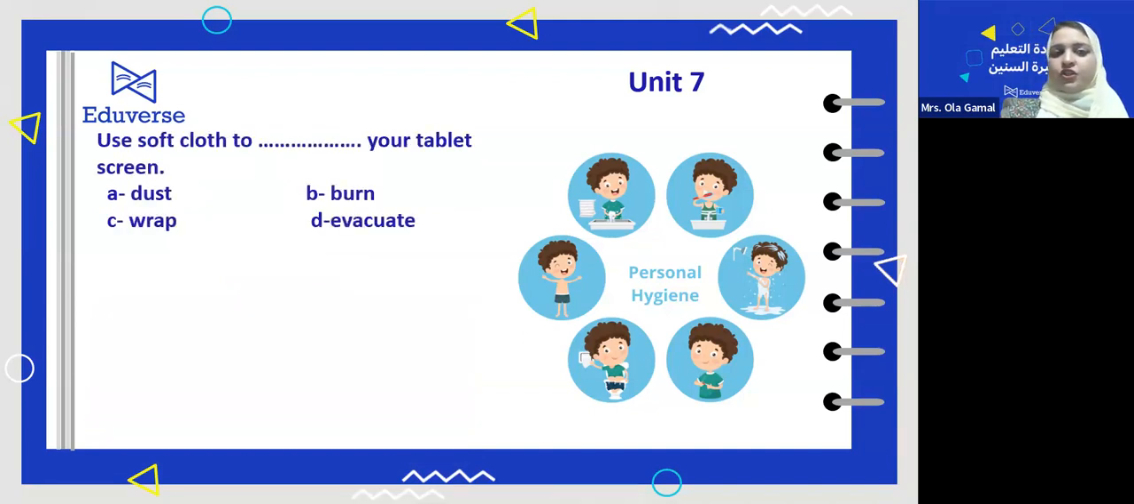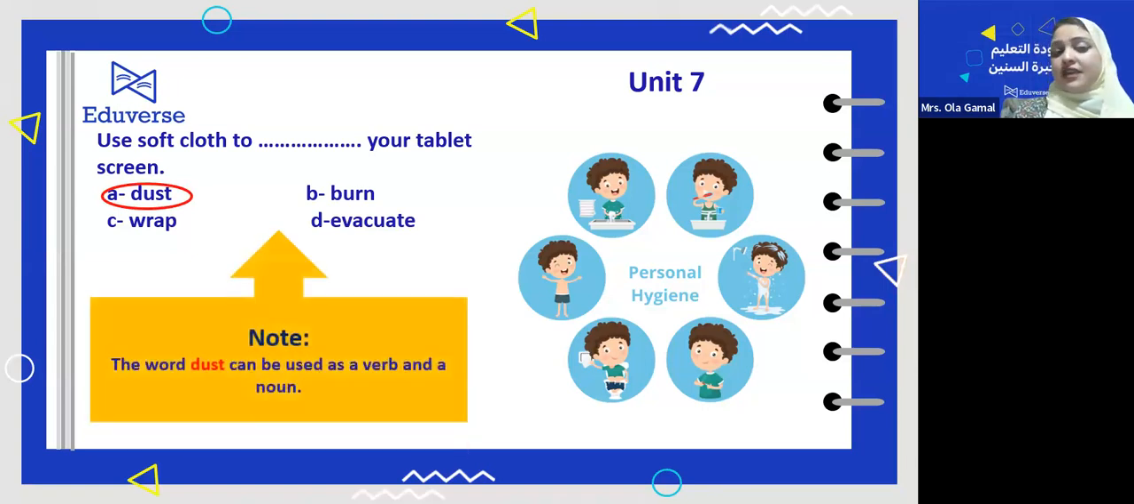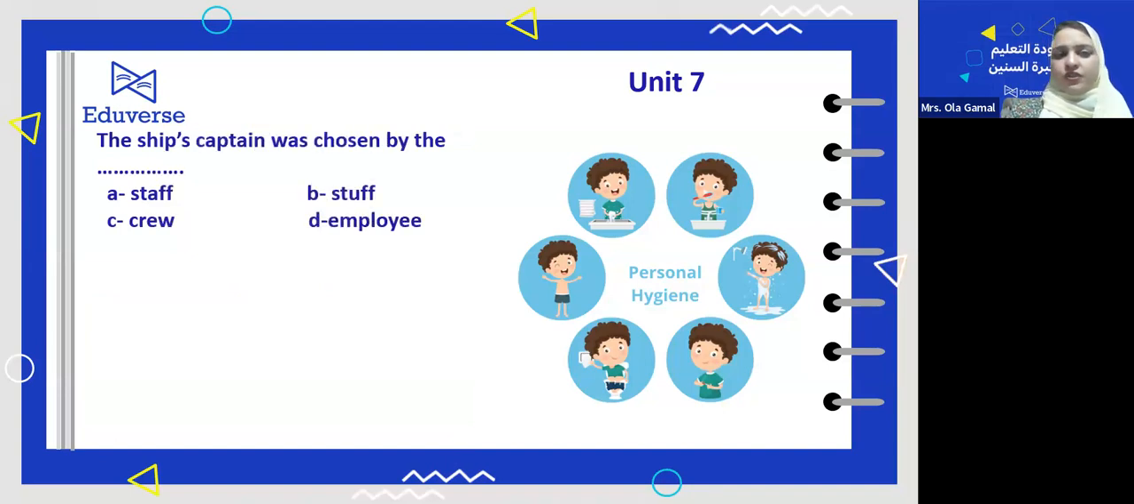So here, the other question: we use a solvent to what your tablet screen? Dust, burn, grab, or evacuate? Yes, it's going to be dust. And write this in your notebook. It's very important that the word dust can be used as a verb and as a noun. Like in this example, you need to clean the dust on the furniture. Here it's a noun, but in this question, it's a verb. Let's move to the next question here.